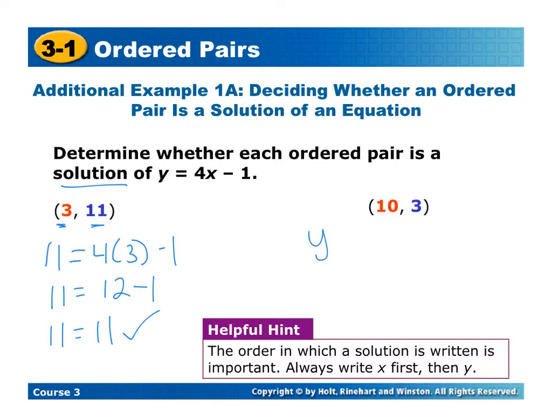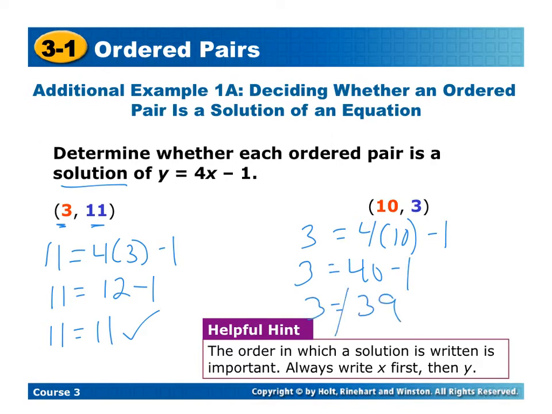On our second one, we'd have y equals 4 times 10 minus 1, and actually instead of y, we're going to have 3. So we'd have 3 equals 40 minus 1. 3 does not in fact equal 39, so this is not a solution.